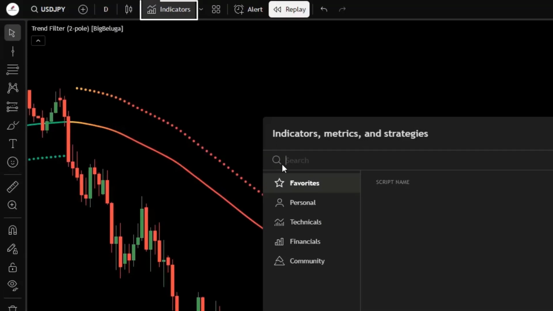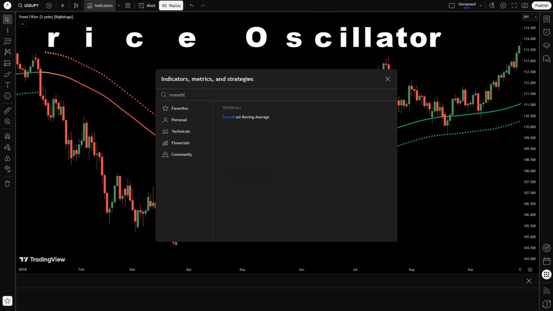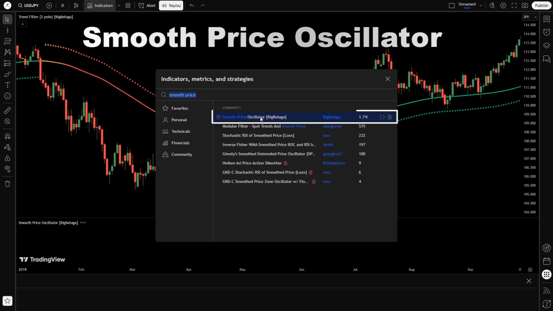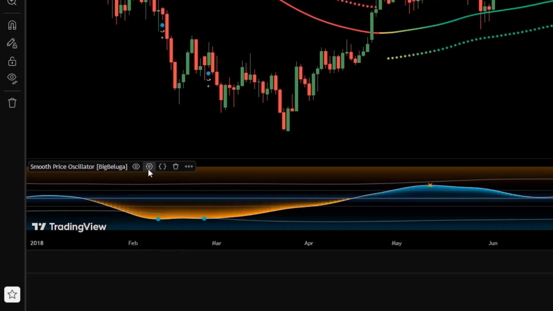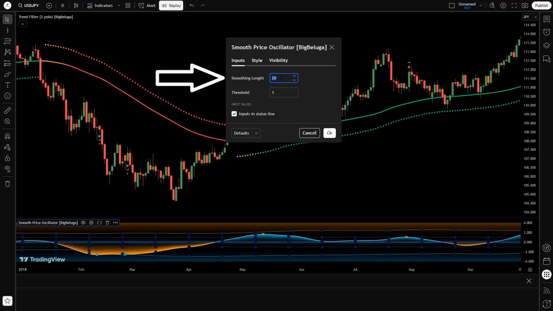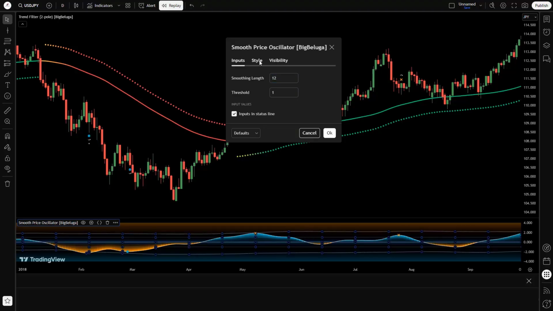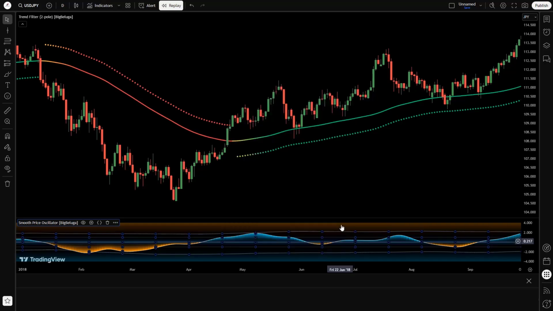Let's click on TradingView Indicators. Search here: Smooth Price Oscillator. We will add this indicator to the chart. Now click on the settings icon of the Smooth Price Oscillator indicator. Change the smoothing length from 20 to 12. Tap on Style. Hide these settings here. Now everything is correct. Now click on OK.